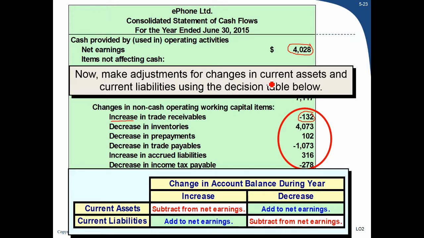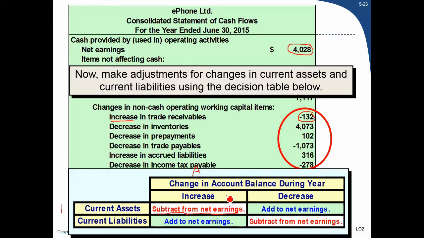Now, if you want to check the work, let's go to our chart, if you want to do this the memorization way. First step, are we talking about an asset or a liability? It's an asset. So we're in case 1. And did the amount increase or decrease? It increased, so we're in case A. So we have to subtract the number from net earnings.